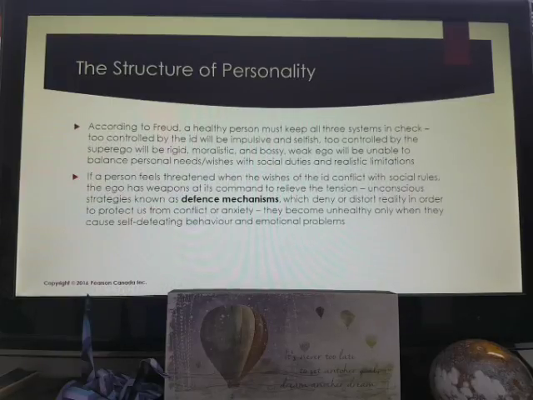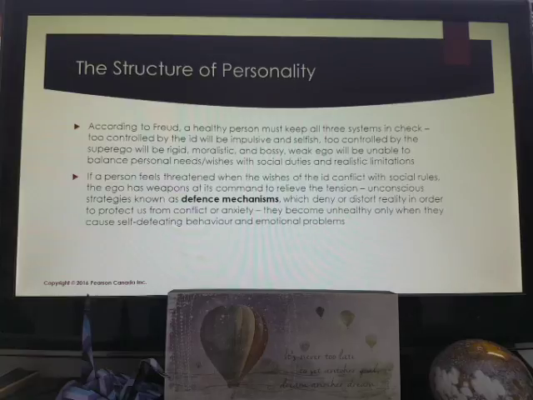So according to Freud, then, a healthy person must keep all three of these systems in check. If someone is too controlled by their id, they're going to be impulsive and selfish, going after everything they desire without caring about the thoughts and feelings of others. If they are too controlled by the superego, they're going to be rigid, moralistic, and bossy, so too high and mighty. And if they have a weak ego, they won't be able to balance the personal needs and wishes with the social duties and realistic limitations. So they won't really be able to balance the desires of the id with the requirements of the superego.